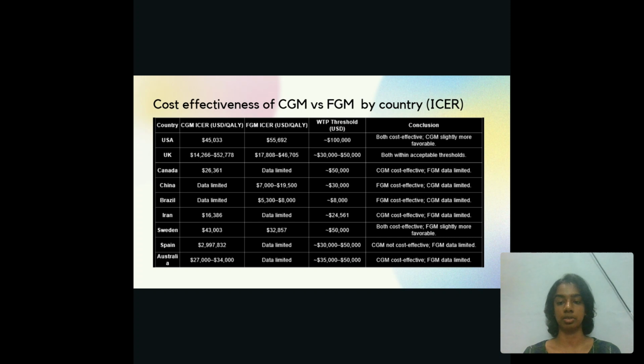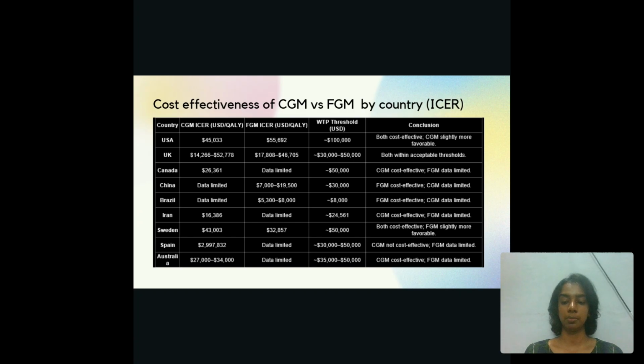There is something called the WHO CHOICE framework, and that's the initiative which provides global guidance on health economic thresholds. It recommends that an intervention is cost effective if the ICER is less than 1 to 3 times the GDP per capita of a country.